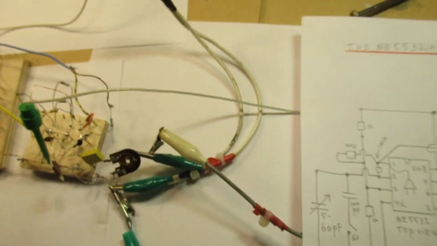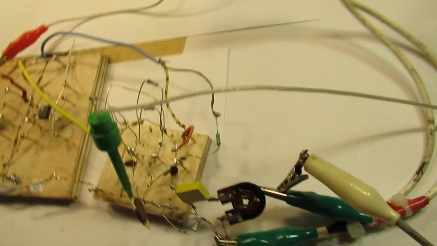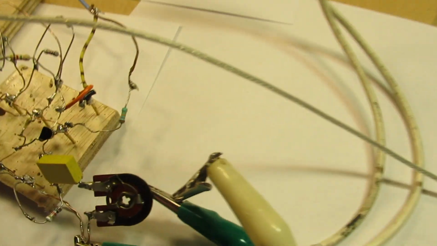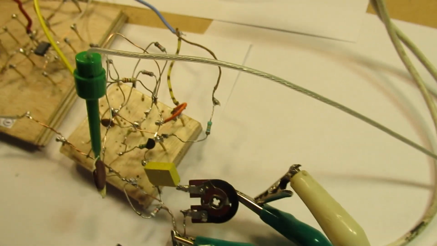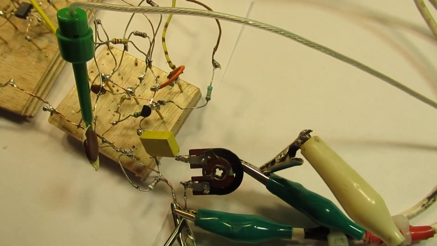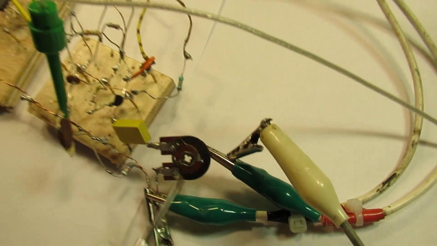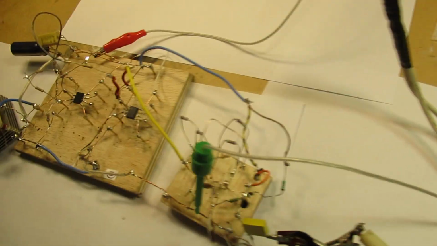So I only pen over somewhat. Here I've used a 47K potentiometer to make the whole circuit low impedance. Here, etc.